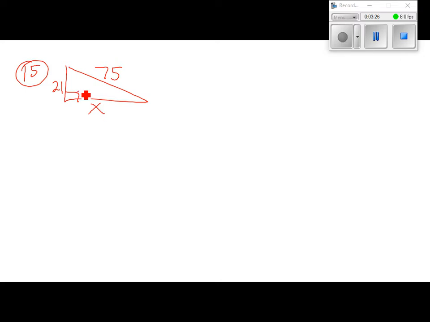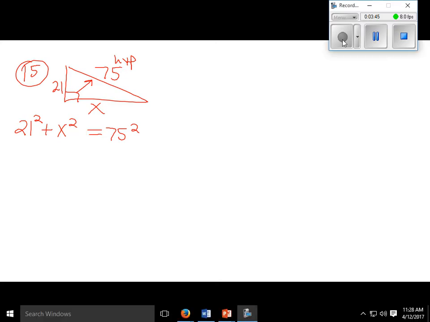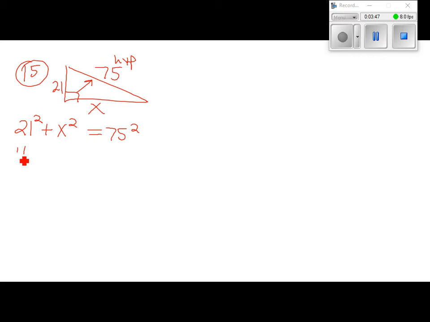So in Pythagorean's theorem, all you got to remember is that that is your hypotenuse. So it's got to be on a side by itself. That's a 75 squared over there. The other 2, it doesn't matter which order they go in. They're the legs. So I'm just going to do 21 squared plus x squared. You find each of those numbers, 21 squared and 75 squared. 21 squared is 441 plus x squared. 75 squared is 5,625. Then you subtract 441 on both sides.